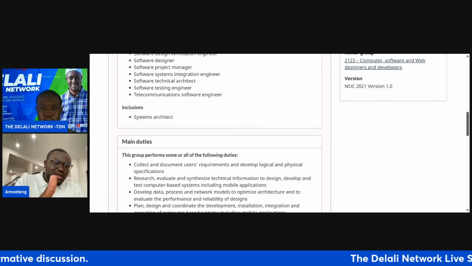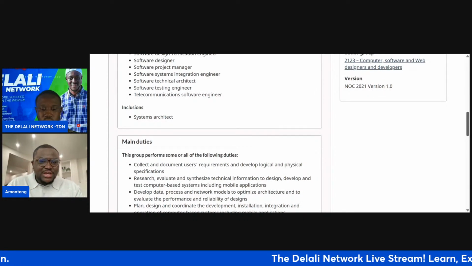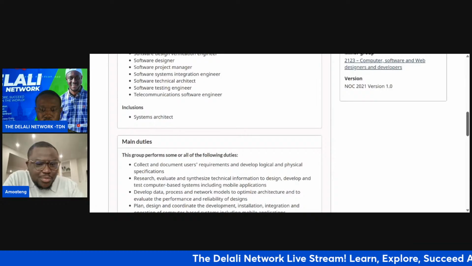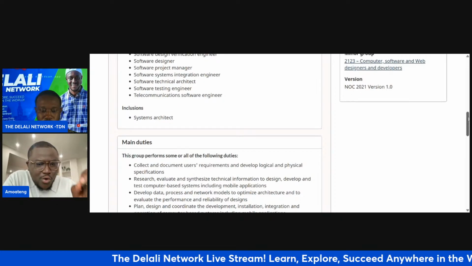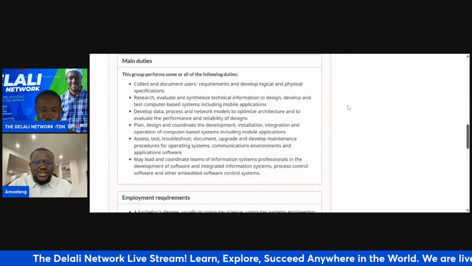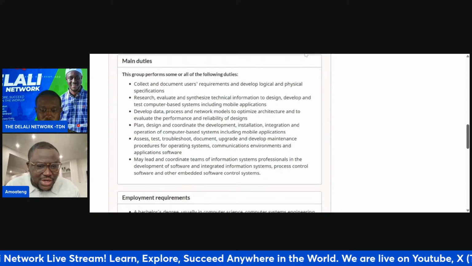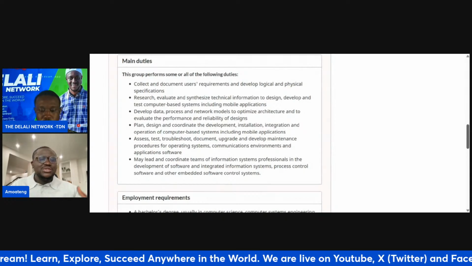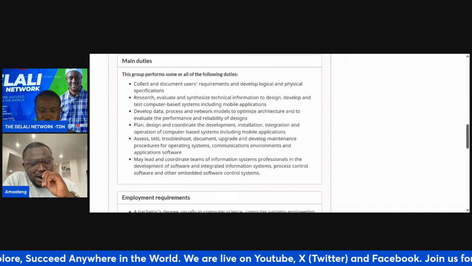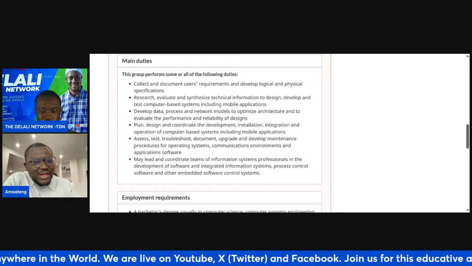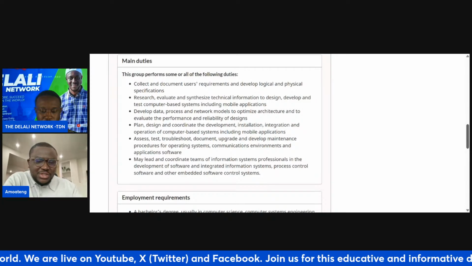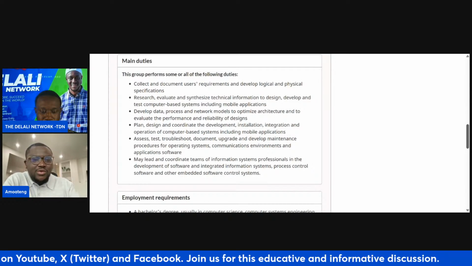So now, when you come there, they have duties, right? They are saying that this group performs some or all of the following duties. So they are not expecting you to do all of that, right? They are expecting that you may do some of that. So when we go back, they are saying that you should have performed the lead statement in the NOC description.